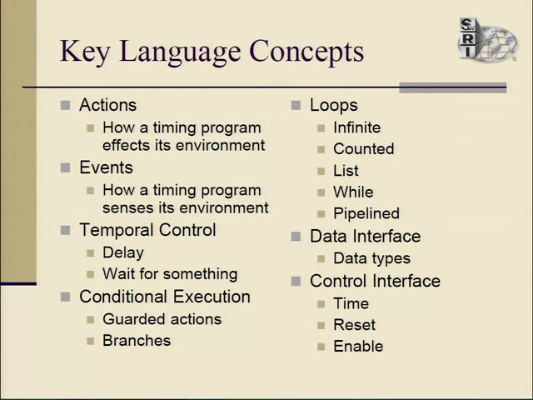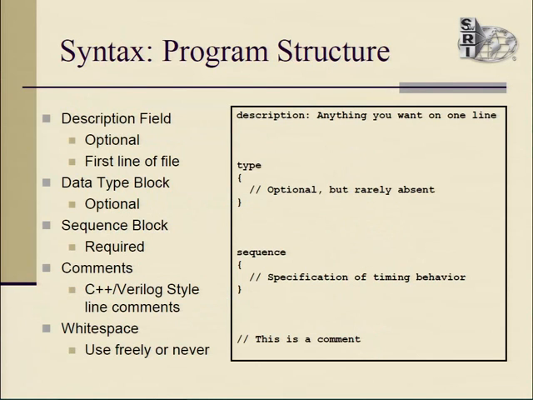We have several temporal control mechanisms, such as delay and waiting for something, and then a number of more standard programming concepts like conditional execution via guarded actions and branches. We have a number of loops, some of which are more interesting than others. I'll talk about those in a little bit. We'll talk briefly about the data types we have and a little bit about the control interface.